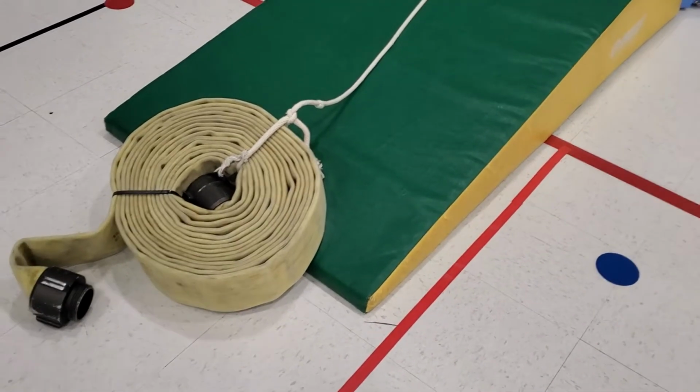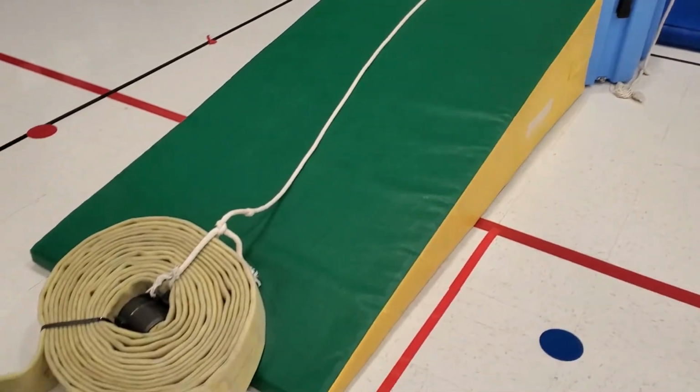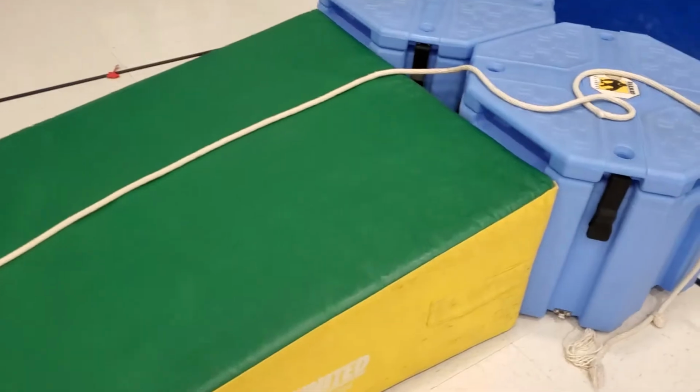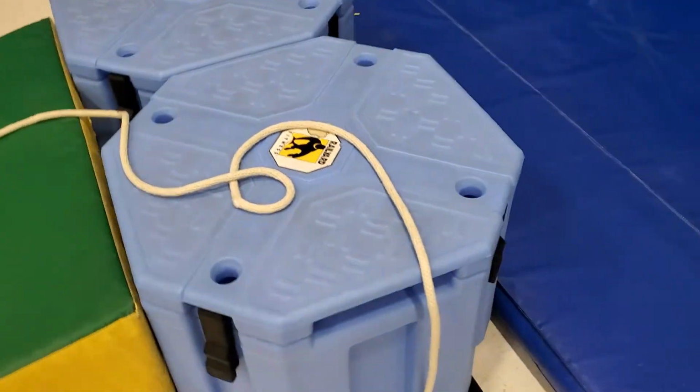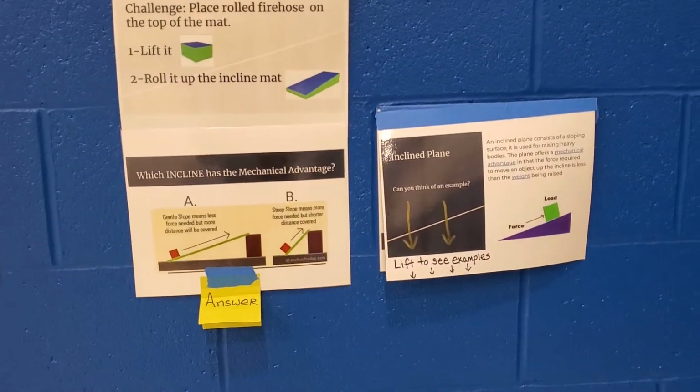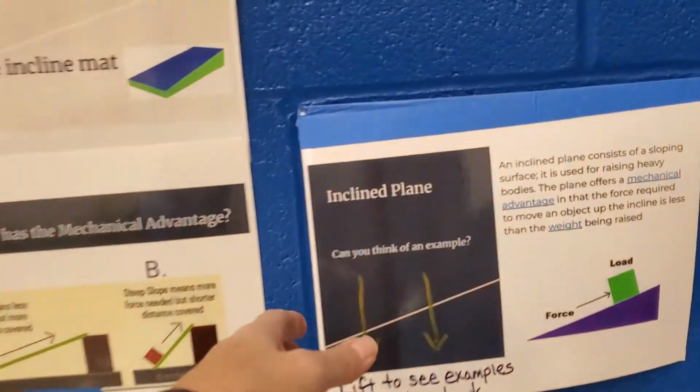This station is for the simple machine incline plane. So this is a fire hose that was donated, and students stand on the platform and pull the fire hose up the ramp. They can also try to pull it up from the floor and see how much harder it is. Here are some visuals for this station.